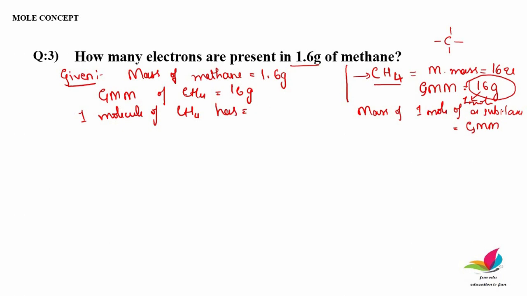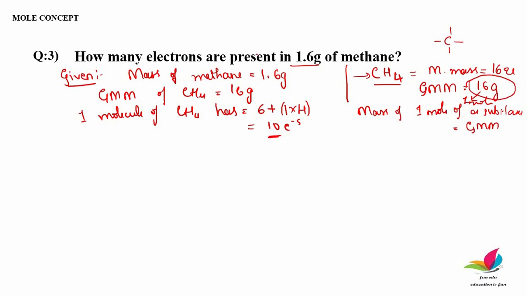electrons? CH4. So carbon has 6 electrons and hydrogen has only 1 electron, but how many hydrogens are there? 4. So 1 into 4 is equal to 6 plus 4 is equal to 10 electrons. So 1 molecule of methane has how many electrons? 10 electrons, correct?